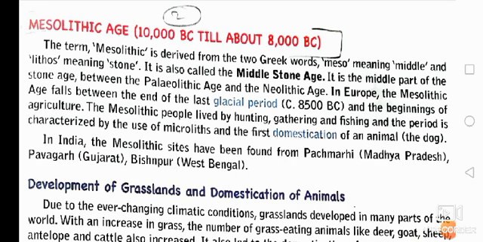Domestication means taming of an animal. In India, the Mesolithic sites have been found from Panchmarhi, Madhya Pradesh, Pauga, Gujarat, and Bishpur, West Bengal.